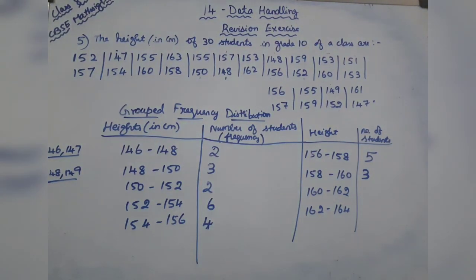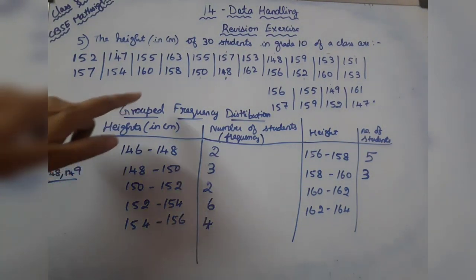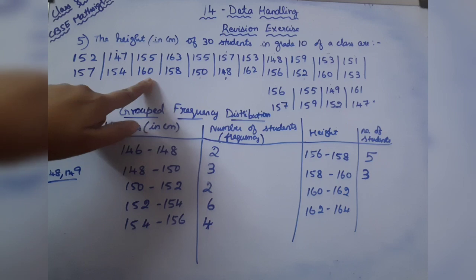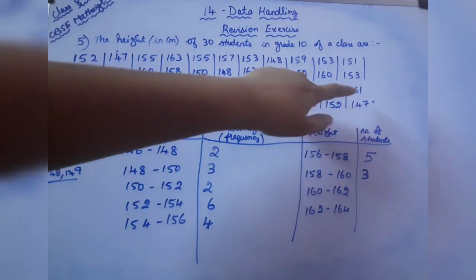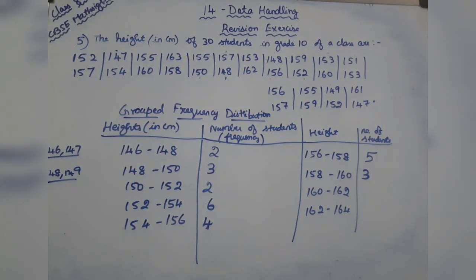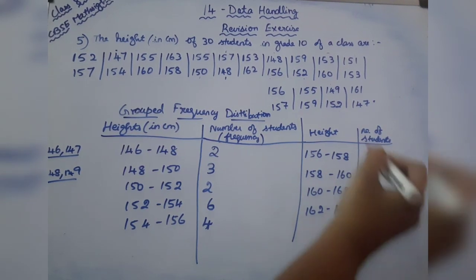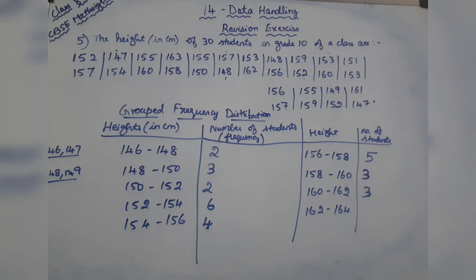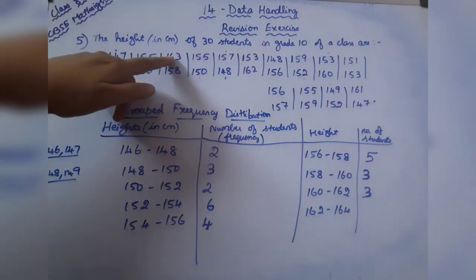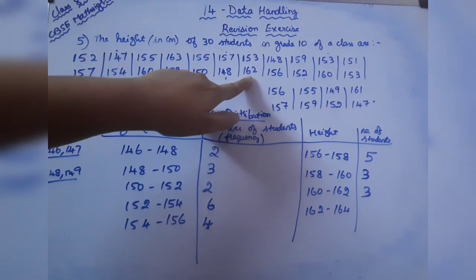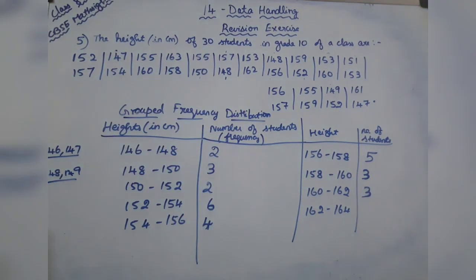Next 160 and 161: 1, 2, 3. So we have 3 values for 160 and 161. The final interval is 162 and 163. So we have 163 and here 162. So totally 2 values.